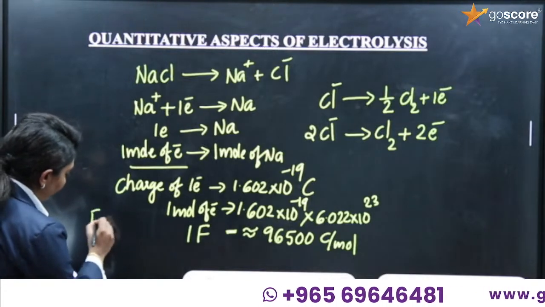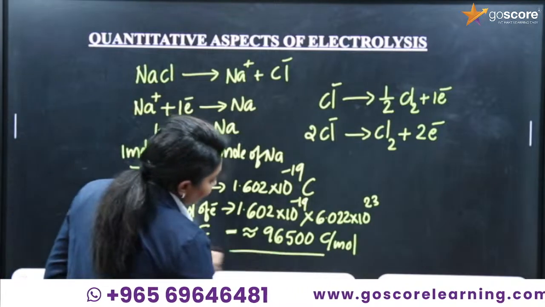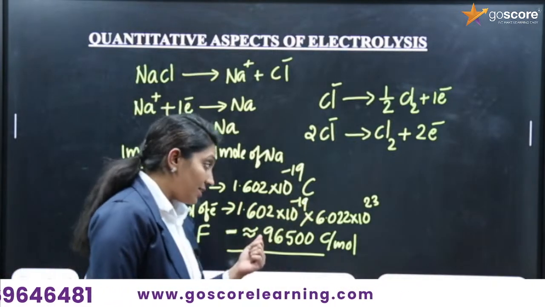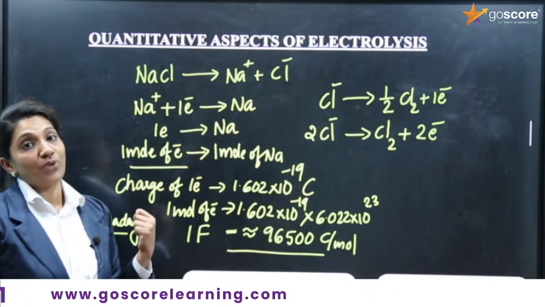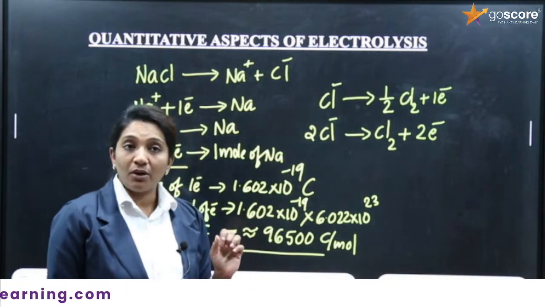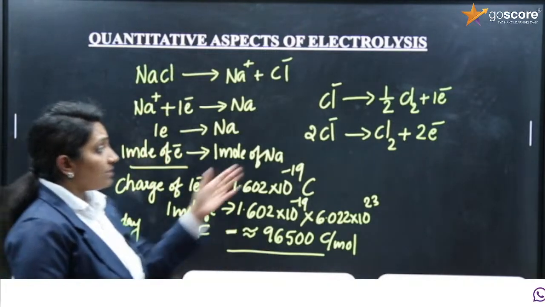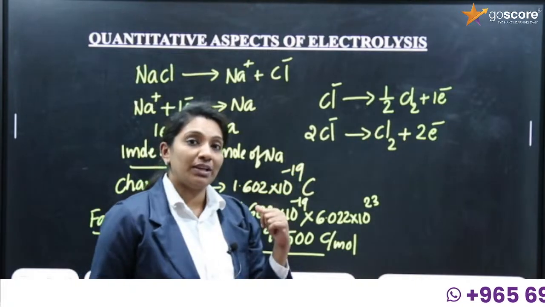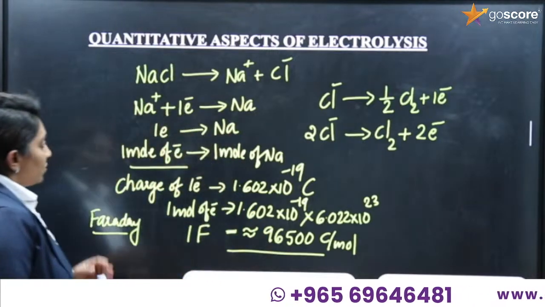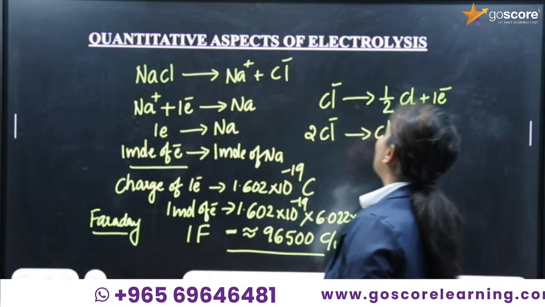Okay. So 1F means this quantity of electricity, or the amount of charge passed when 1 mole of electrons is used, is called 1 Faraday, and its value is approximately equal to 96,500 coulomb per mole. Okay. So here, see how many electrons are involved. 2 electrons. So 2 Faradays will be required there, right? So that's about the quantitative aspects of electrolysis.